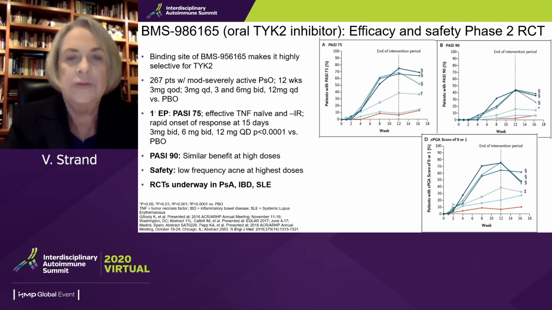So they have the endpoint of the PASI 75 and the 90, and it looks quite good. And this was very rapid onset of response at 15 days. Safety was very good, except for in the higher doses, they saw some acne. So they'll have to figure out a little bit more about this dose response as they do trials in psoriatic arthritis, IBD, and lupus. And what about sarcoidosis?